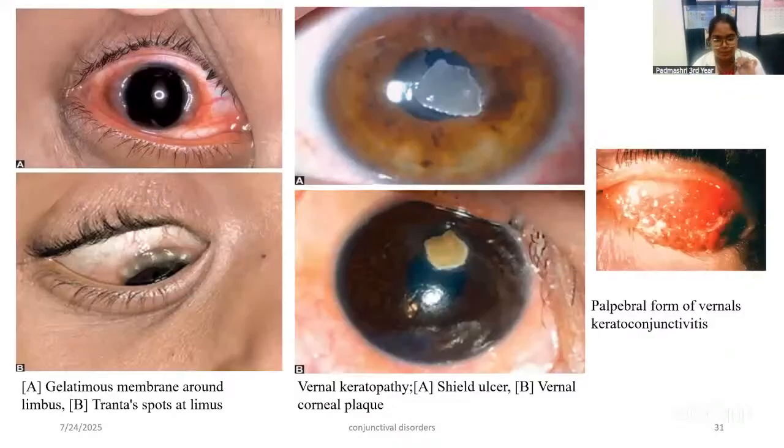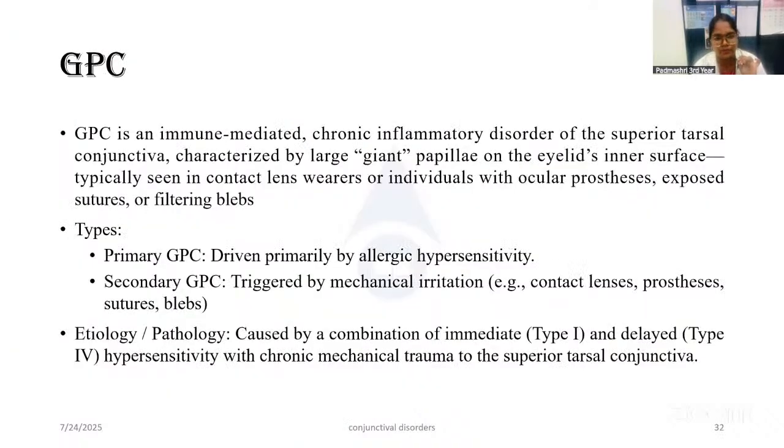So these are the pictures. Giant papillary conjunctivitis. It is an immune-mediated chronic inflammatory disorder of the superior tarsal conjunctiva characterized by large giant papillae on the inner surface of the eyelids, typically seen in contact lens wearers or individuals with ocular prosthesis, exposed sutures, or filtering bleb. Types: primary giant papillary conjunctivitis that is driven primarily by allergic hypersensitivity, and secondary GPC that is triggered by mechanical irritation, for example contact lenses, prosthesis, sutures, and blebs.